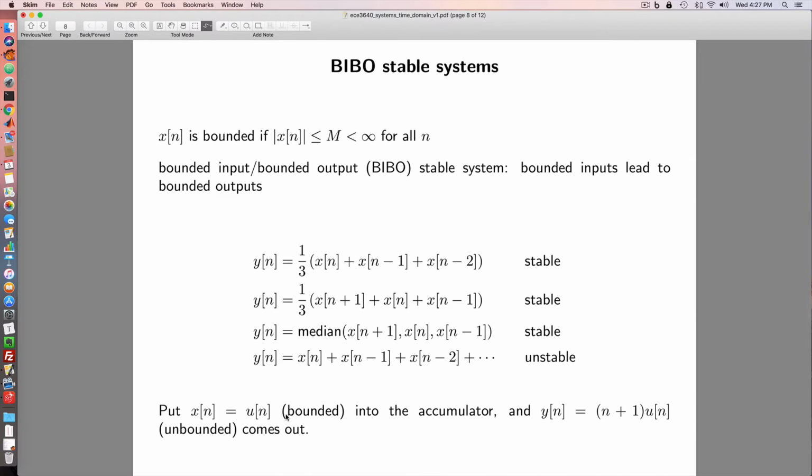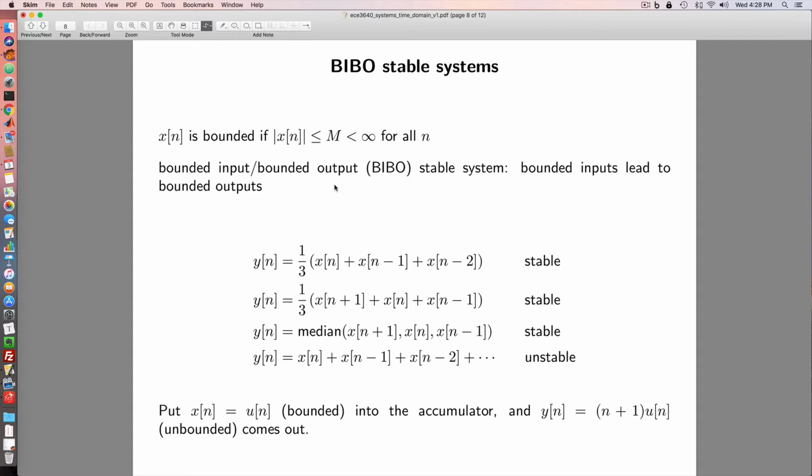The next characteristic of a system that we're interested in is stability, or in this case, bounded input, bounded output stability. A signal is bounded if, when you take its absolute value, it's always less than or equal to some real number m, and that number is not infinity. So that would be a bounded signal. A sinusoid, for example, is a bounded signal because it never exceeds plus or minus 1. A constant is another example of a bounded signal.